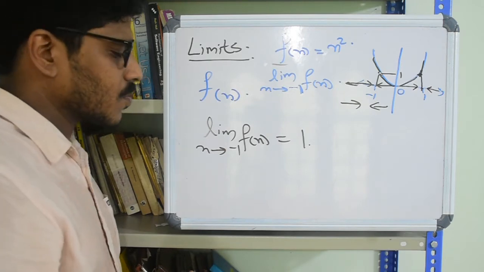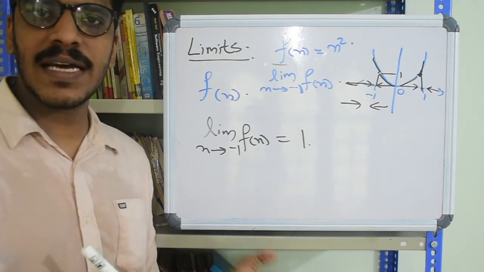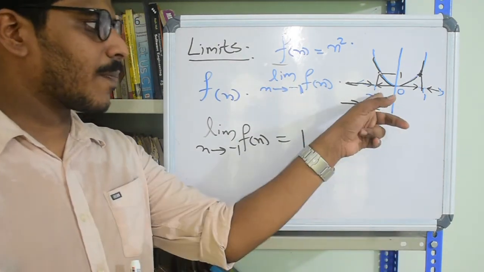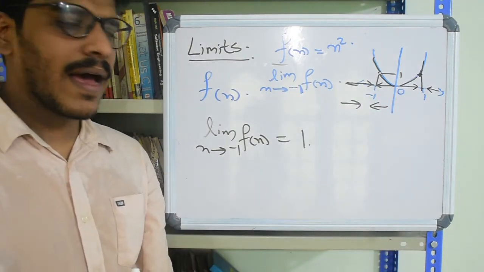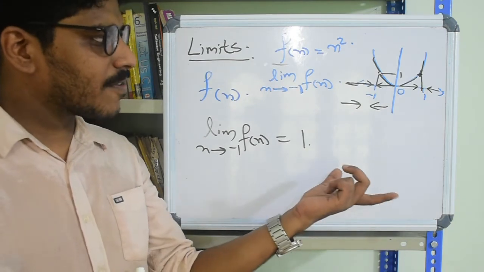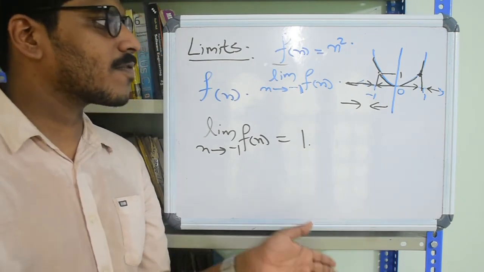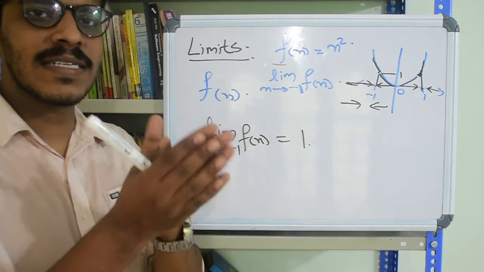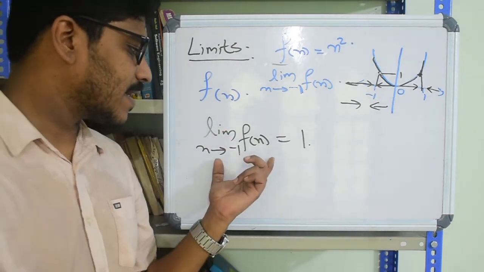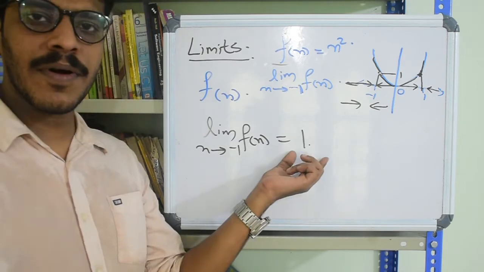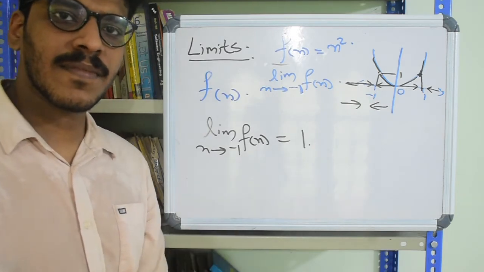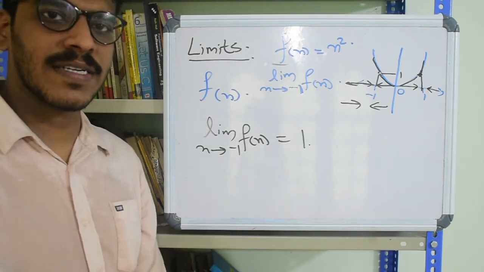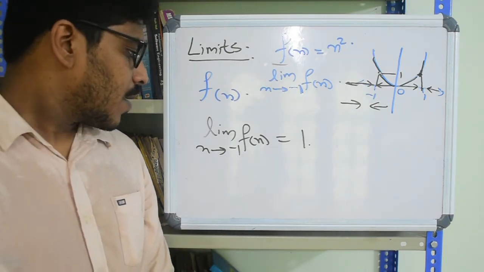Okay. So the key points here are, there may be more than one way to approach the point, and if we approach from both of these directions, if our function value converges to a single point, we may say that that single point is the limit of the function as x tends to the x0 value, whatever it is.